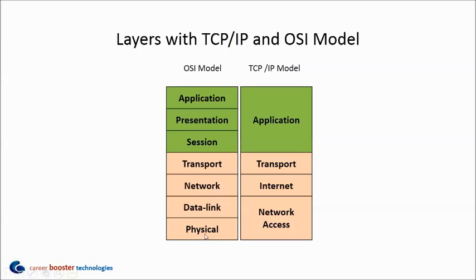OSI, which is a 7-layer model, and TCP/IP, which is a 5-layer model. How do you compare them? Which one is better? There's some sort of a discussion that typically happens. But the fact is that you don't really have to compare and choose which is better. Both are relevant. Actually, they complement each other.